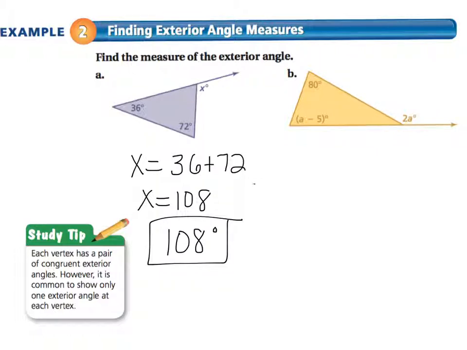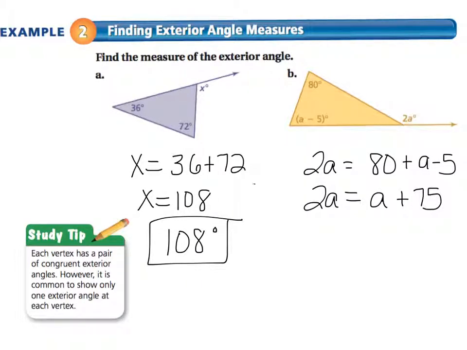B, 2a equals the sum of the non-adjacent interior angles, so 80 plus a minus 5. Combine like terms, that would give me a plus 75. By subtraction property, I get the variables on one side by subtracting a. That gives me a equals 75. Notice, by the way, that I am skipping steps like this, minus a, and so on. You should be able to skip those as well. You can still show them, but you should be able to start skipping steps to be more efficient.